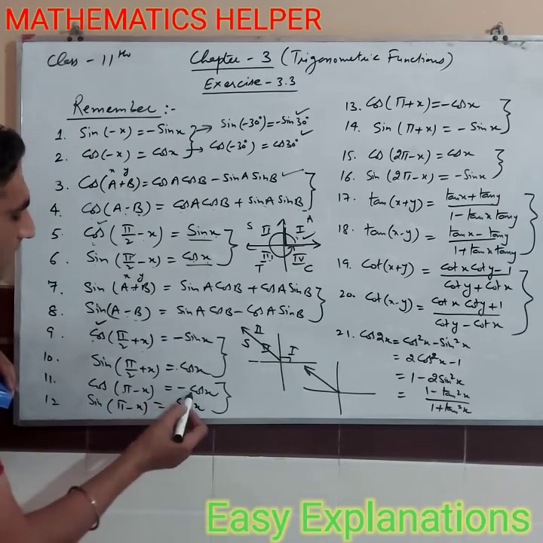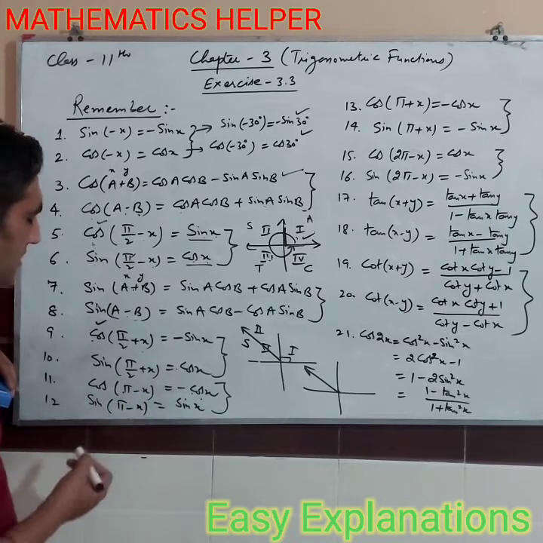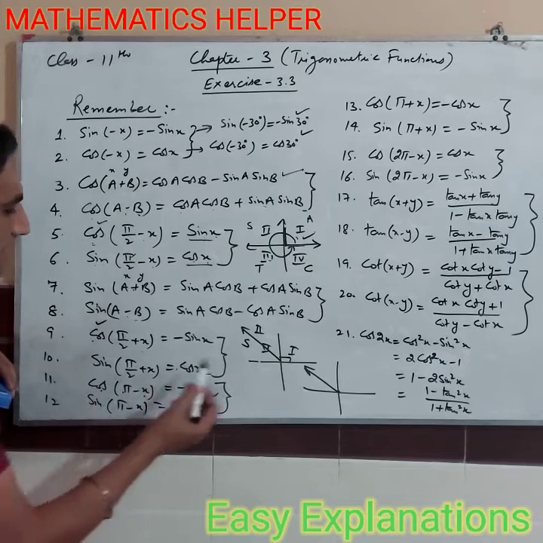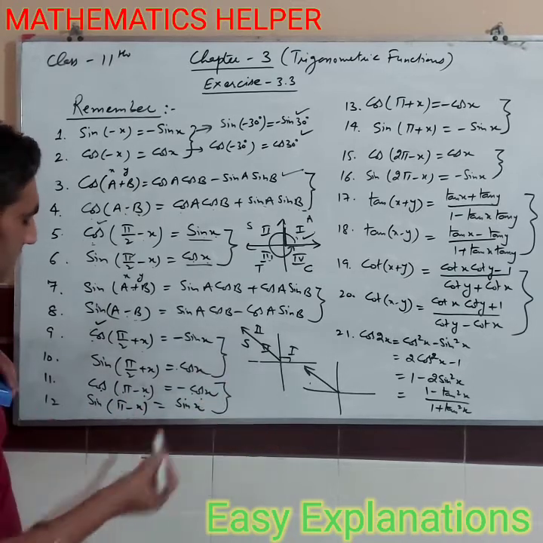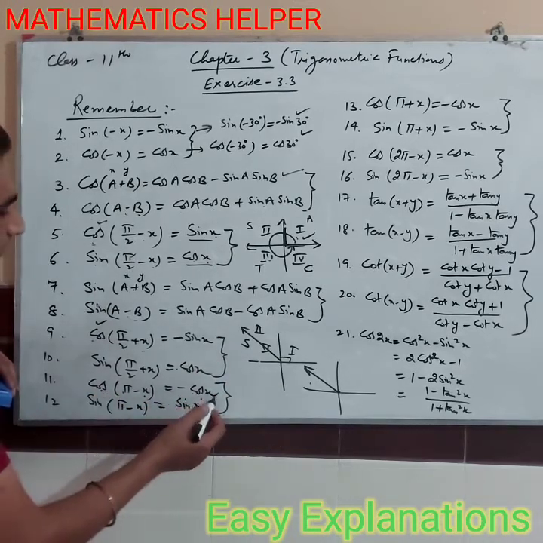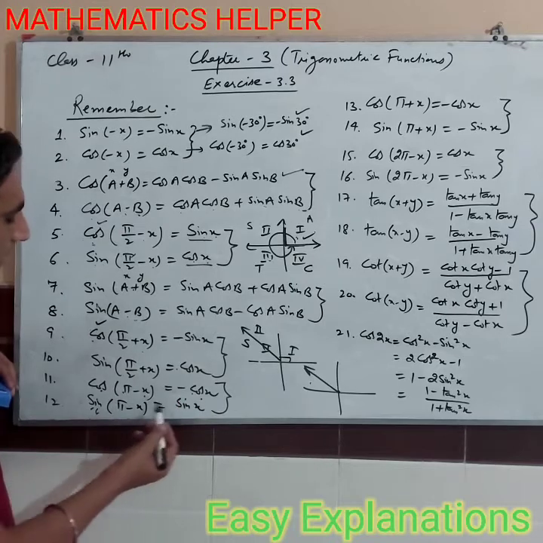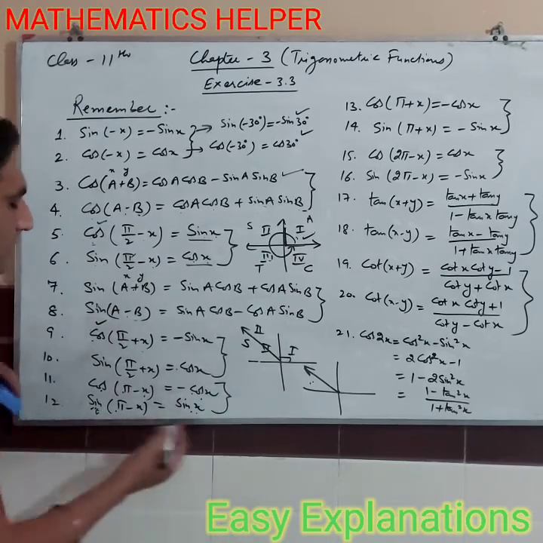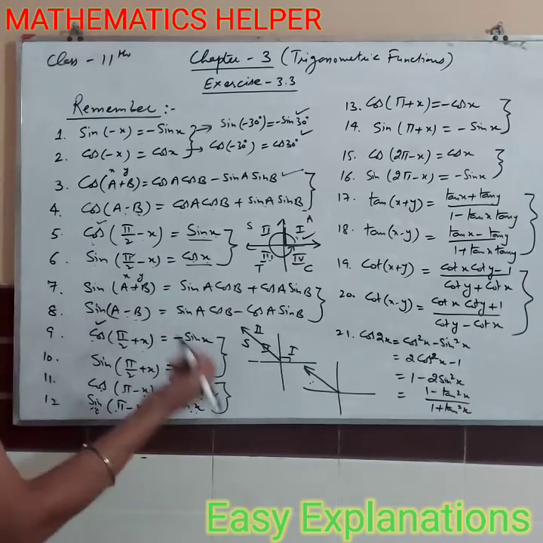Because of pi we will remain with the same name, that is cos x, but before it you have to think about the sign. Cos in the second quadrant is negative, so we will write negative of cos x. Similarly sine will remain sine because of pi, and in the second quadrant sine is positive, so it is sine x only. Sine 180 minus x is sine x.